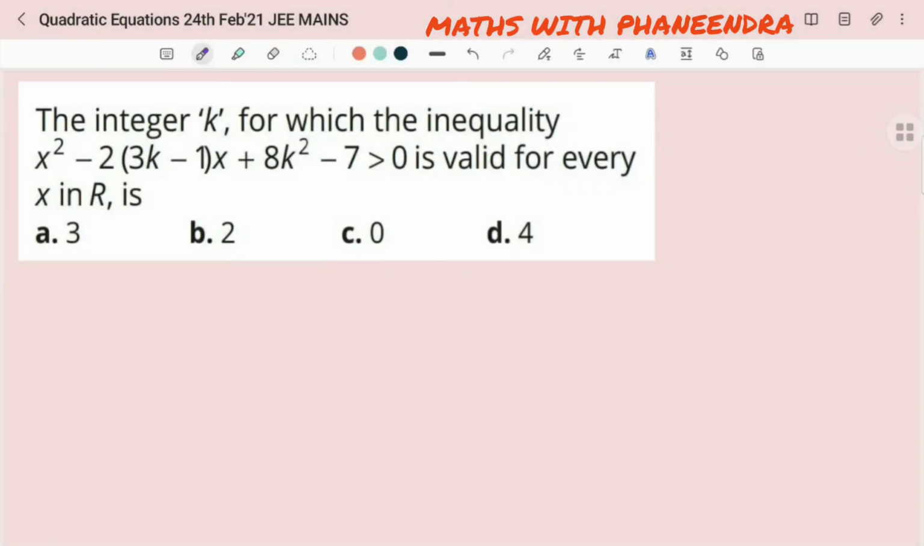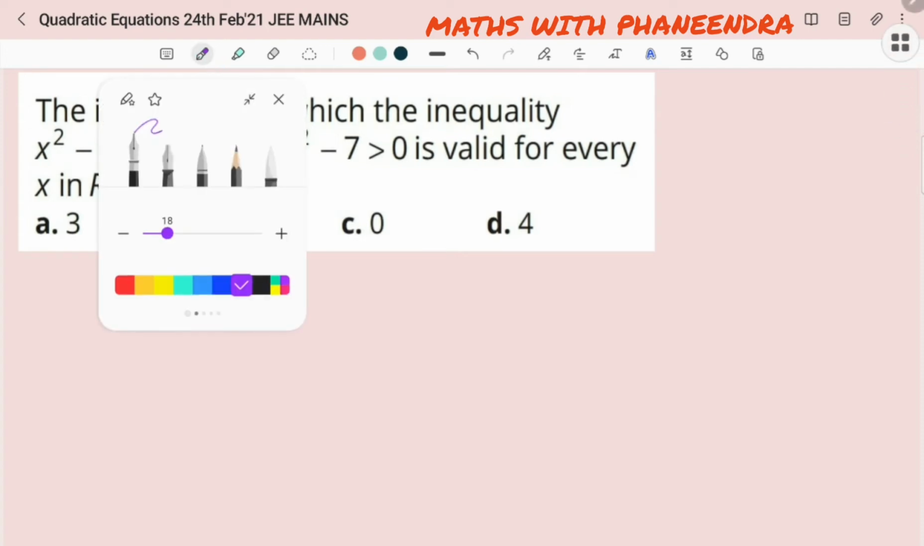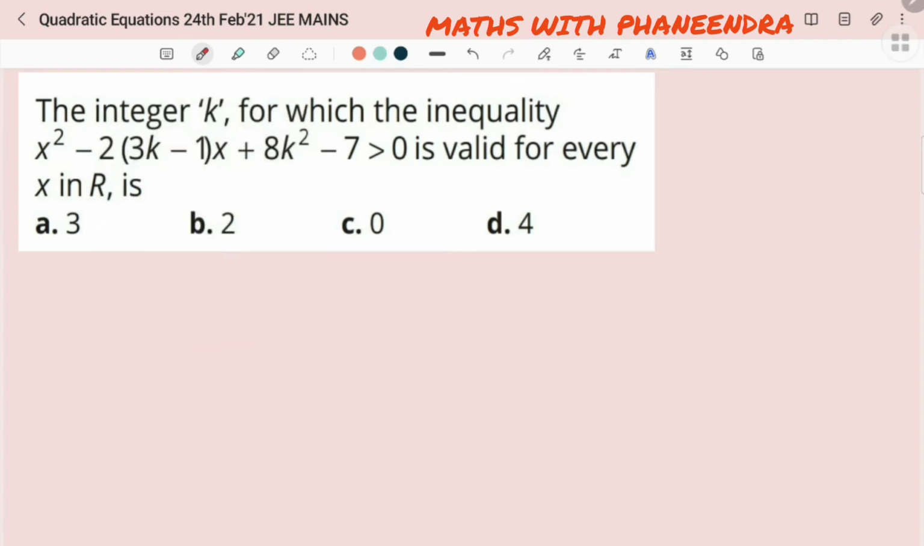The next question: the integer k for which the inequality x² − 2(3k − 1)x + 8k² − 7 > 0 is valid for every x in R is. So these are the options available. Here we know one important piece of information regarding quadratic equations, which we discussed in earlier classes on the board. Once you go to the playlist, dear students, I explained everything.